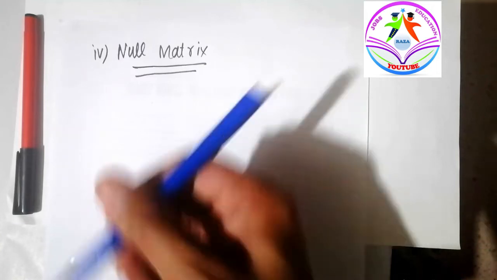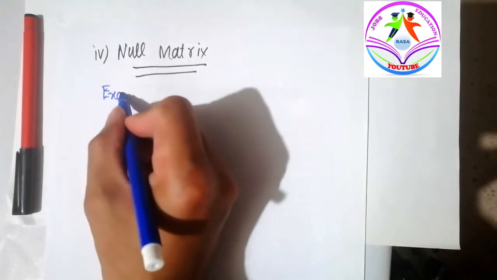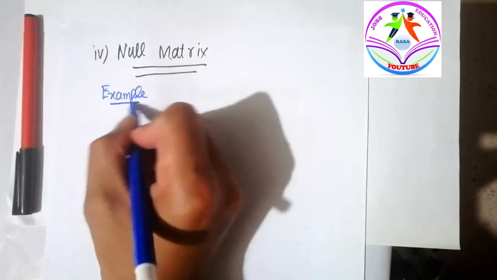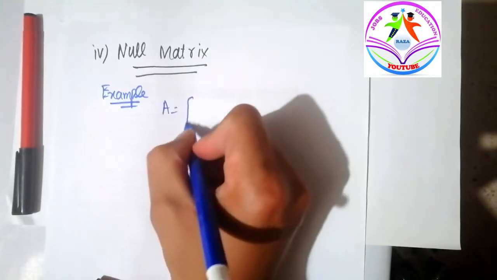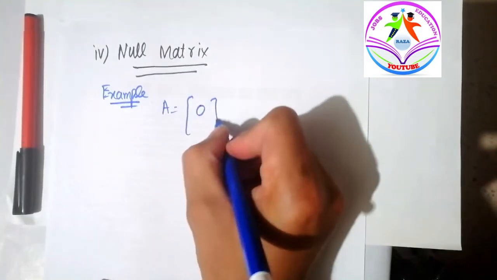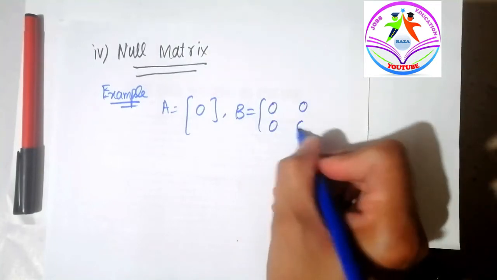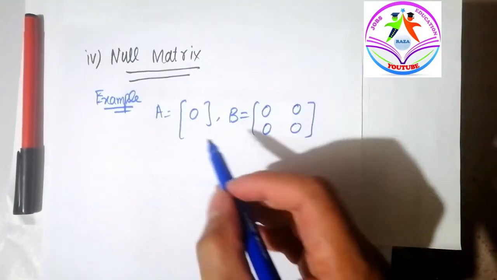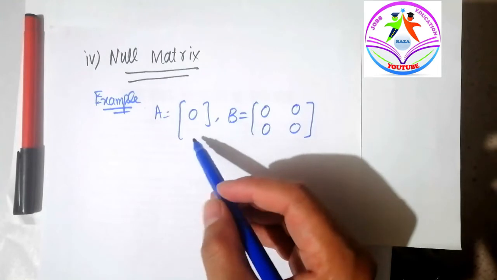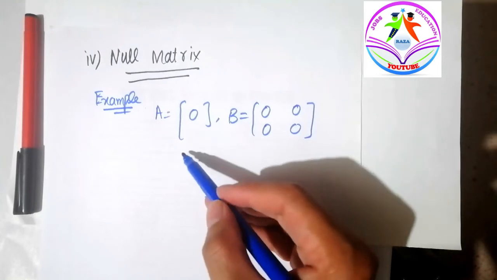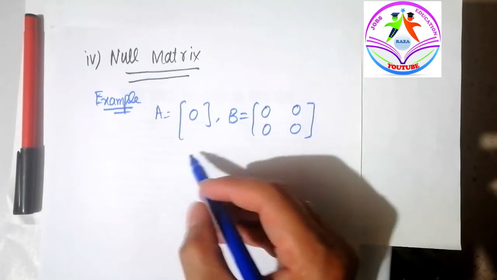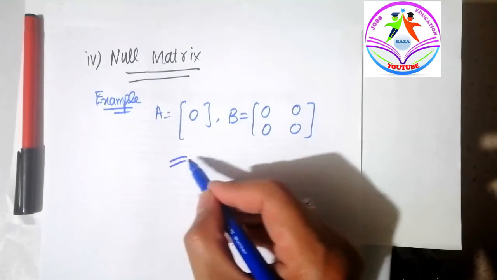For example, I can say that A is equal to 0, B is equal to 0, 0, 0, 0. So we can say that we have 0 rows and 0 columns. So we can say that A and B both are null matrices.